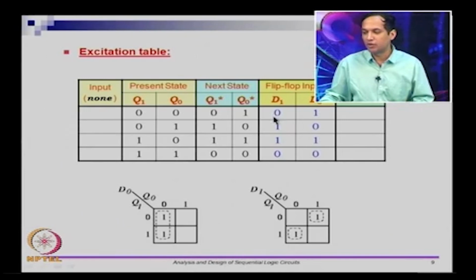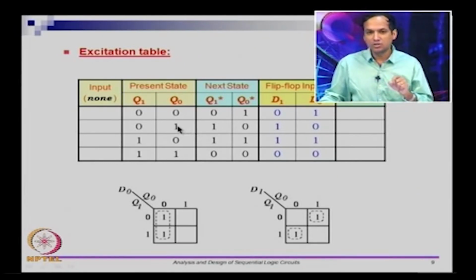The excitation table for the D flip flop tells us that if I want to go from 0 to 0, I should place a 0, and if I want to go from 0 to 1, I should place a 1. So let us look at this row. This one is suggesting that if the Q1 flip flop should go from 0 to 1, you should place 1 at the input so that it can go from 0 to 1.